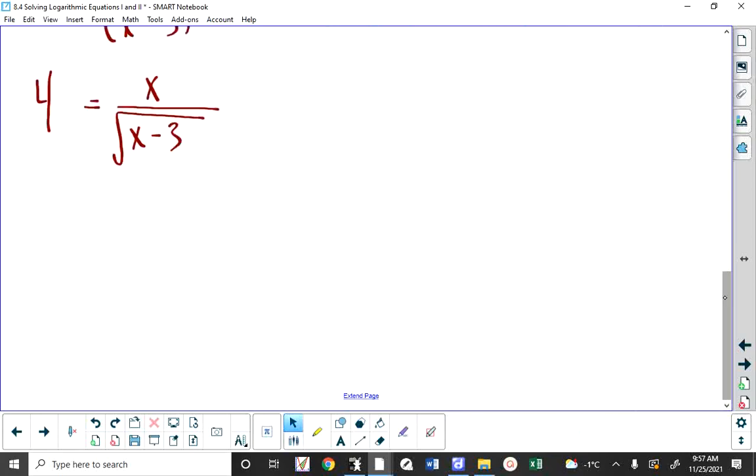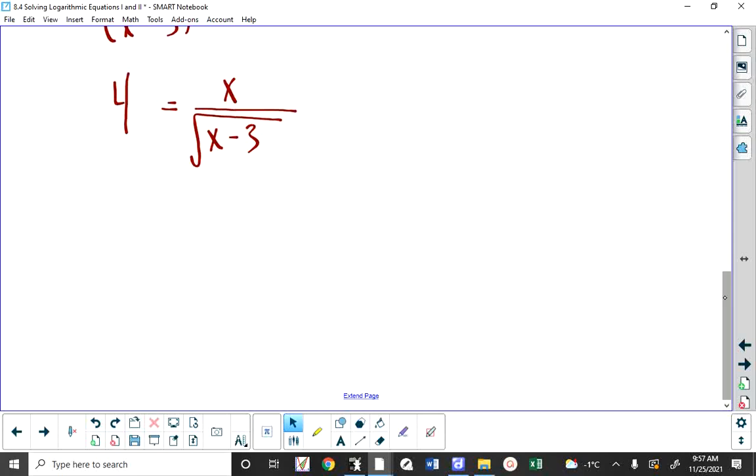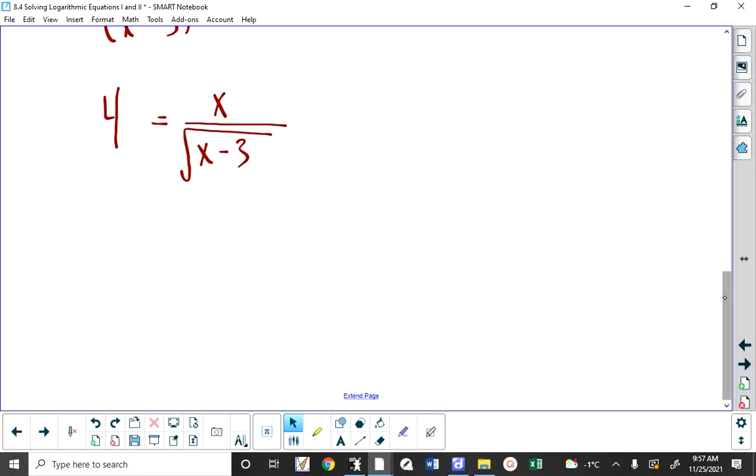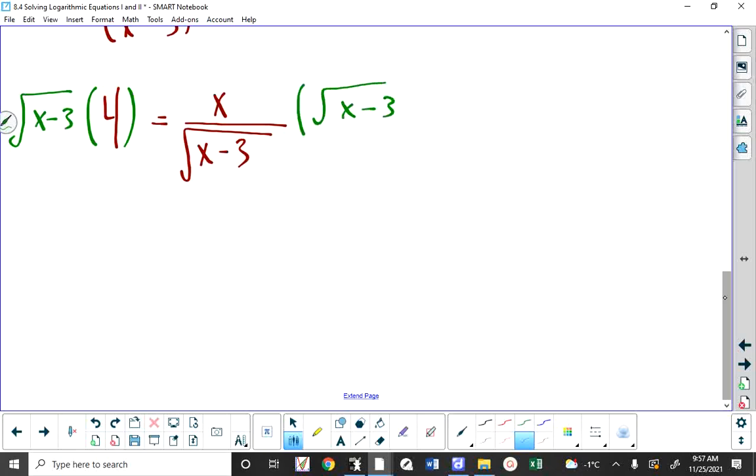I do understand, everybody here, that you can cross-multiply because 4 is 4 over 1. But cross-multiplication is a tool that's very specific to this type of rational expression or equation, where you have one fraction equal to another. I think it's better to say I'm going to multiply both sides of the equation by the denominator so that I can cancel the denominator and be left with 4 times root x minus 3 equals x.